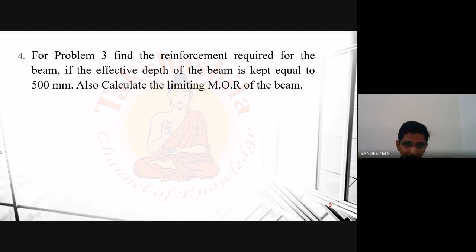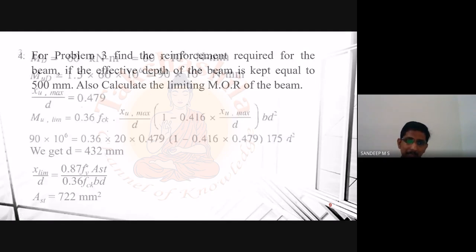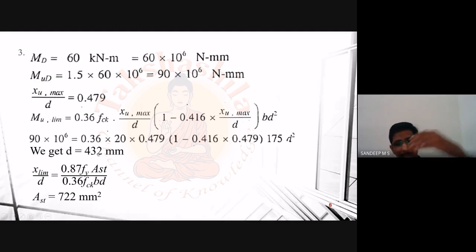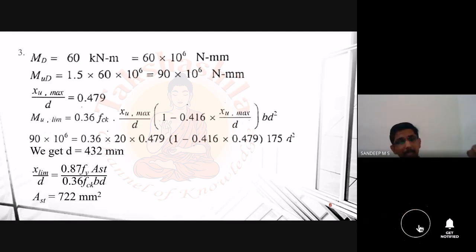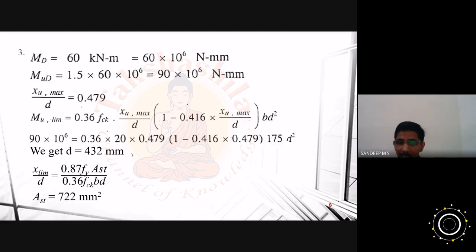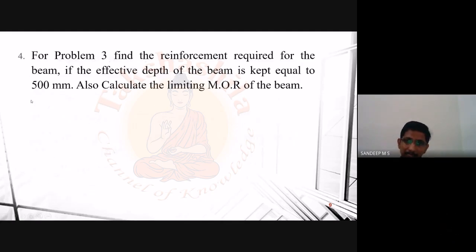For the same problem, find the reinforcement required for the beam if the effective depth of the beam is kept equal to 500 millimeters. Normally, while explaining the procedure for design of an under reinforced section, I mentioned that up to this stage we have the same procedure. We find d like this itself, and then we provide a higher value for d, so that I can convert that to an under reinforced section. Here they have given it like that itself.